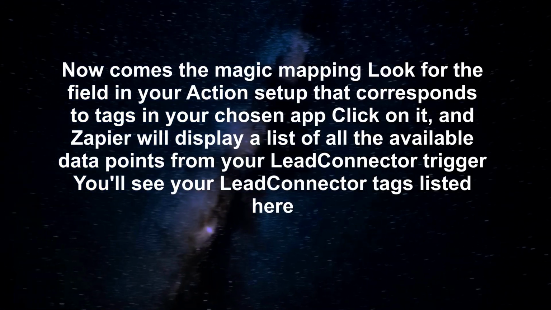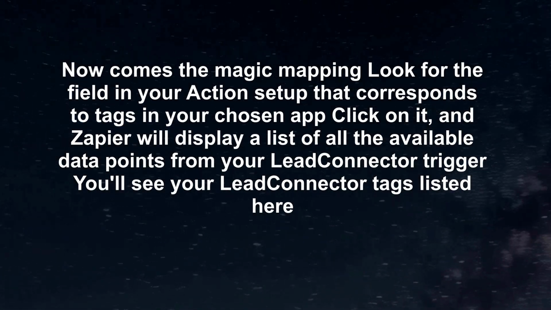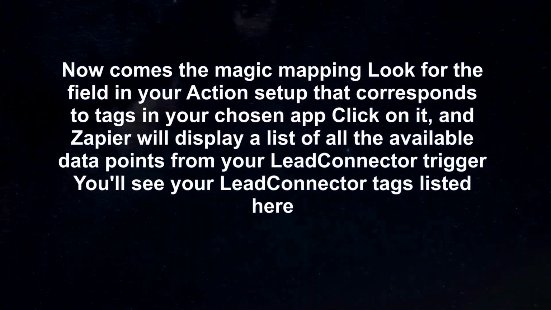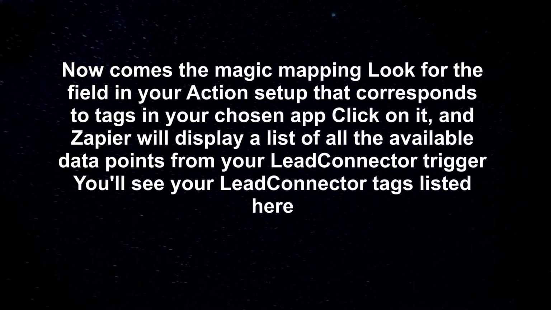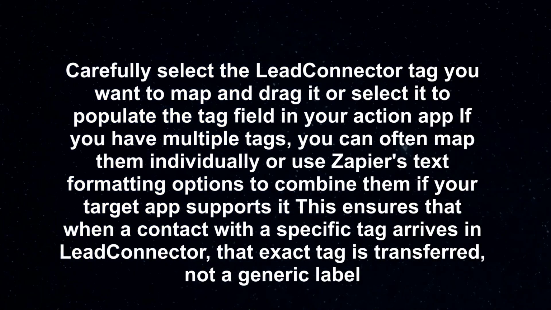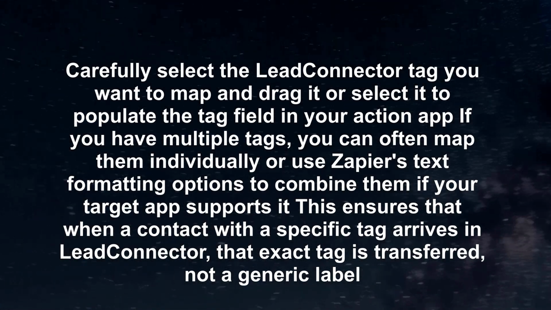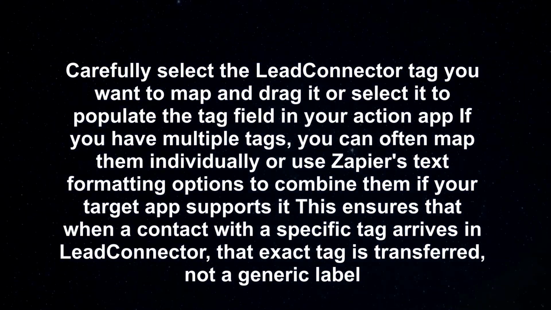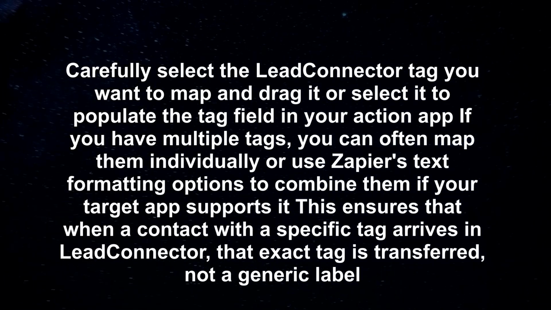Look for the field in your action setup that corresponds to tags in your chosen app. Click on it, and Zapier will display a list of all the available data points from your Leadconnector trigger. You'll see your Leadconnector tags listed here. Carefully select the Leadconnector tag you want to map and drag it or select it to populate the tag field in your action app. If you have multiple tags, you can often map them individually or use Zapier's text formatting options to combine them if your target app supports it.